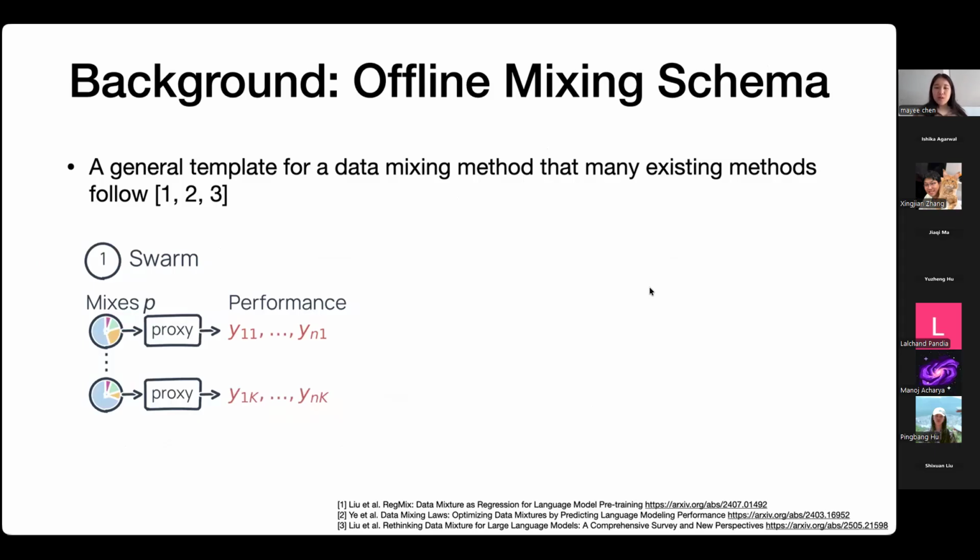You can think of this as a way to explore and do very lightweight trial and error. So if I try this data mix on a really small model for a relatively small amount of tokens, what performance will I get?